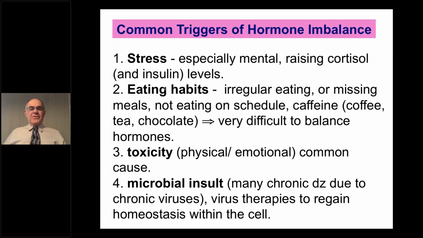Toxicity underlies virtually every chronic problem because it creates chronic inflammation for people. Toxicity isn't just about a pesticide or insecticide. It's emotional toxicity as well as physical toxicity that leads to these imbalances.